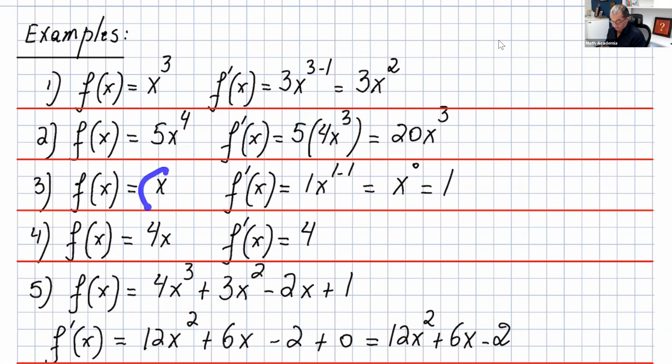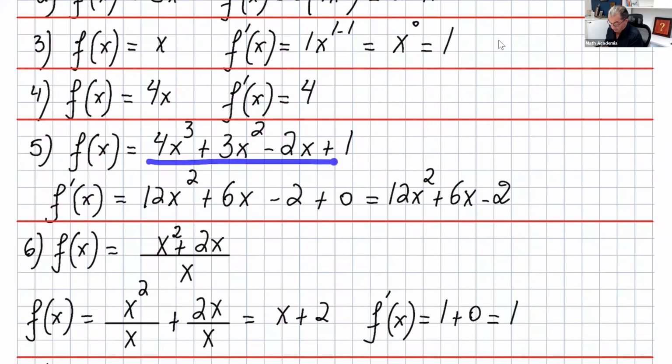F of x equals x. We know the exponent of x is 1. If I do that slowly using the rule, it is 1 times x to the power of 1 minus 1, which is x to the power of 0. We know any number to the power of 0 is 1. So the derivative of x is always 1. If you have a constant, f of x equals 4x, f prime of x is 4.